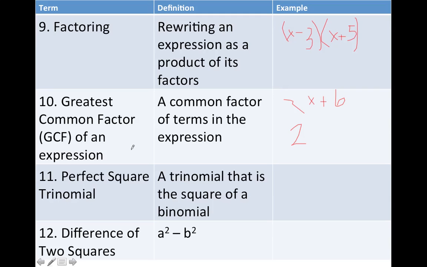Then we have a perfect square trinomial, a trinomial that is a square of a binomial. And then we have a difference of squares, which if we factored this out, would be a plus b and a minus b.